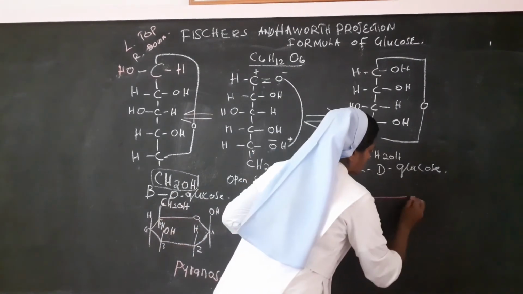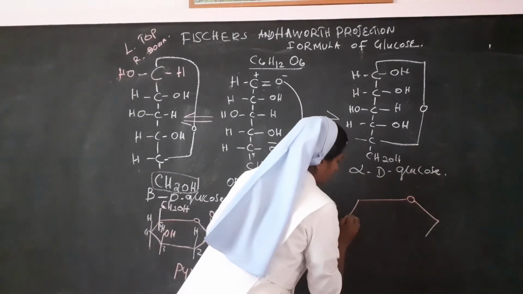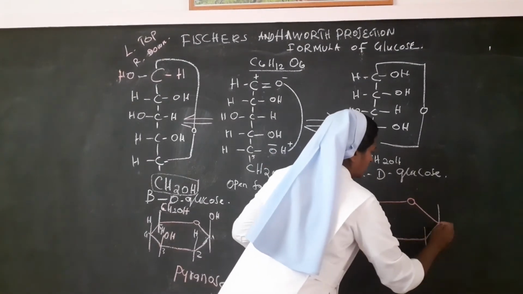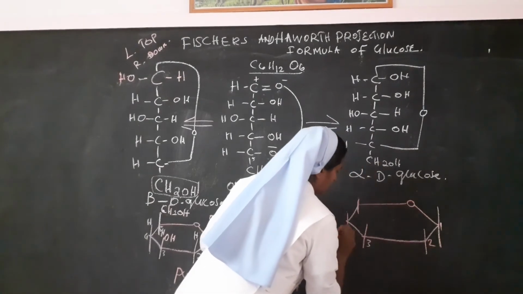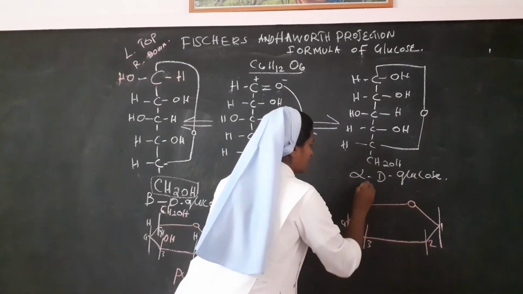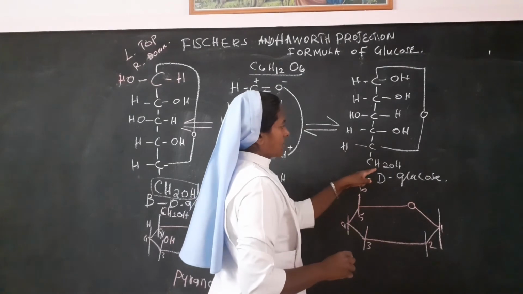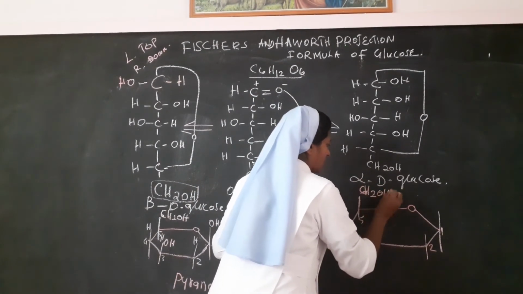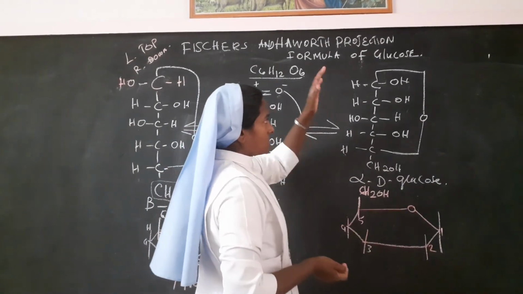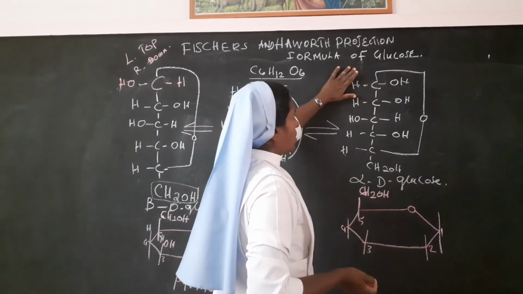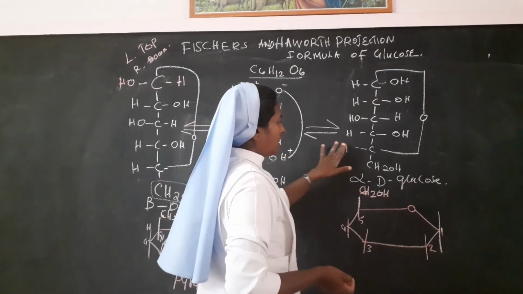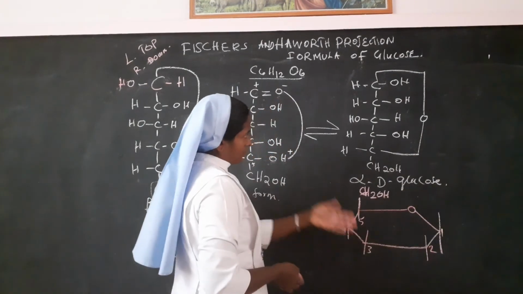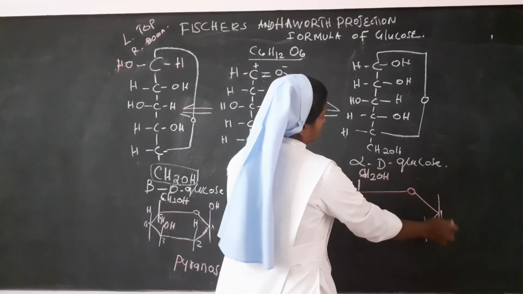Then in the same way we can also write alpha D glucose in the ring structure. We draw the ring structure first, a hexagonal ring. This is carbon 1, 2, 3, 4, 5, and here is the sixth one. The sixth carbon, what is here? CH2OH. So here we write CH2OH on the sixth carbon. Now here also the same thing: what is on the left side should be written on top, and what is on the right side should be written at the bottom, below the plane.